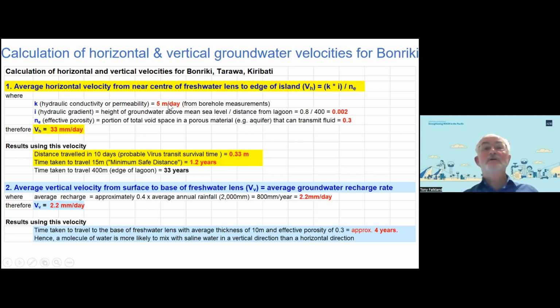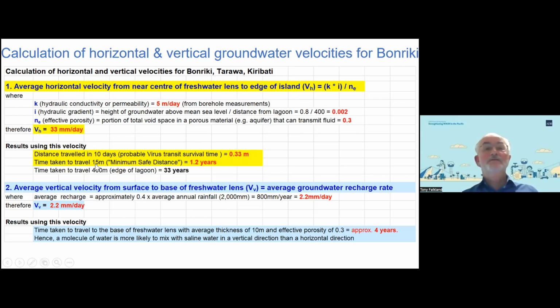And from measurements, the hydraulic conductivity is 5 meters per day on average. The hydraulic gradient calculated as that value, 0.002, and effective porosity for this sort of sandy, gravelly aquifer is about 0.3. If you work out from the formula above, it works out to be about 33 millimeters per day. Now, using this velocity and the distance traveled in 10 days, which, as Mark pointed out, is a probable virus transit survival time, is about 0.3 of a meter.